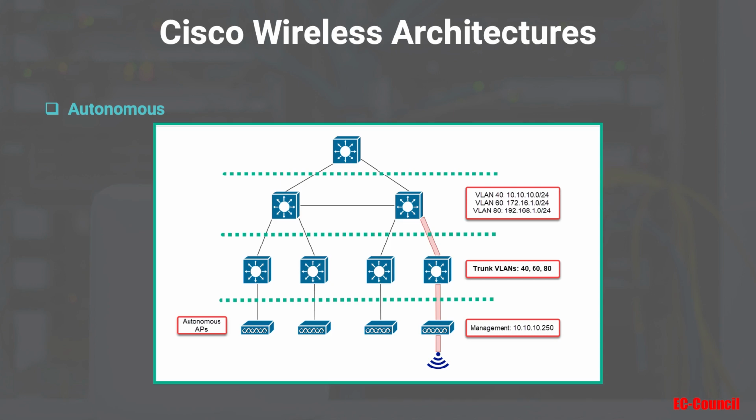So therefore, let's say we have a wireless network called CCNA1. CCNA1 may be associated to VLAN 40. So therefore, anyone who connects to the CCNA1 wireless network will automatically be assigned to VLAN 40 by default.